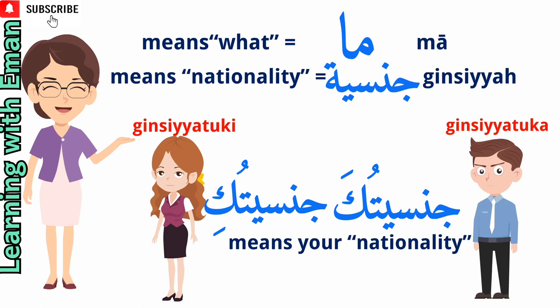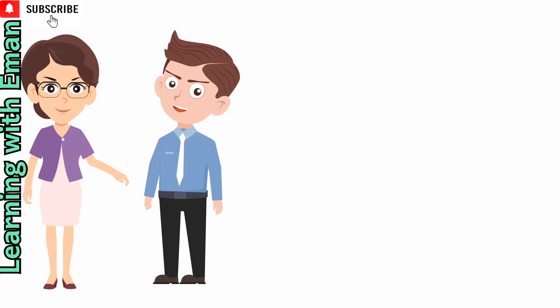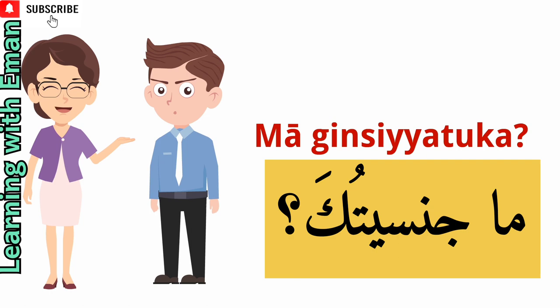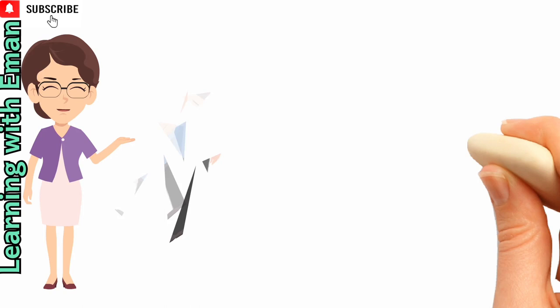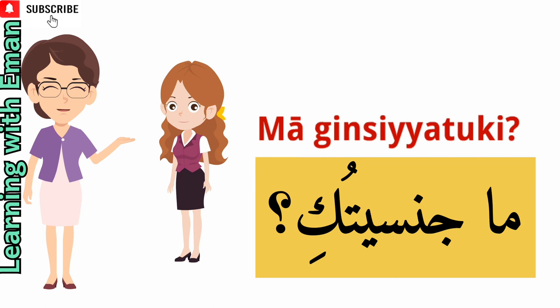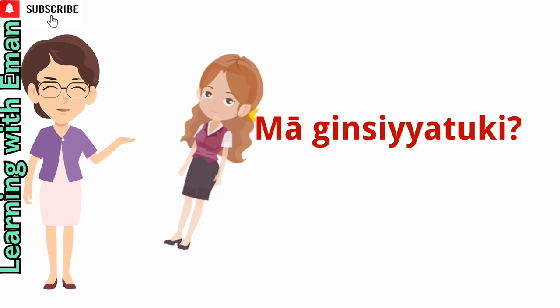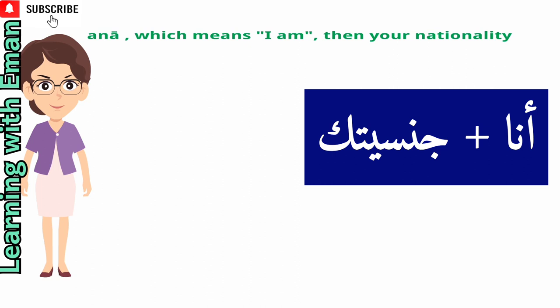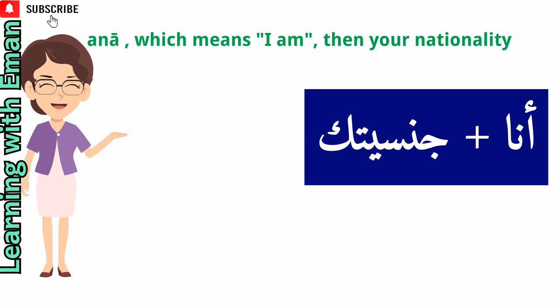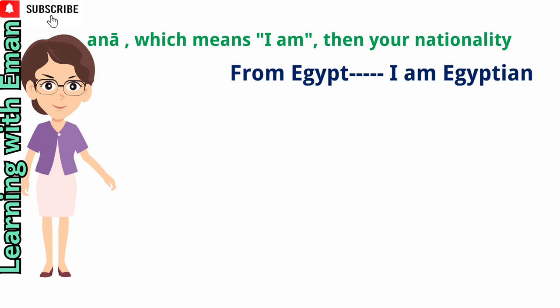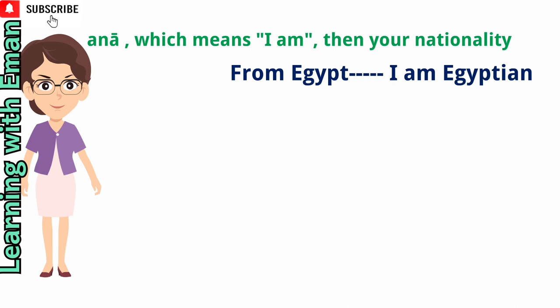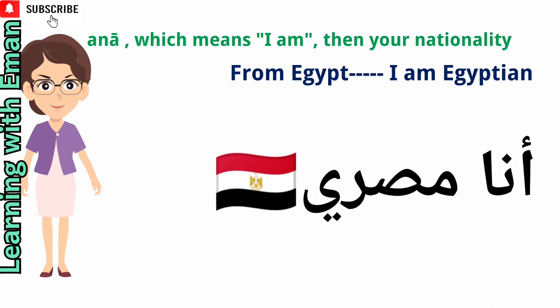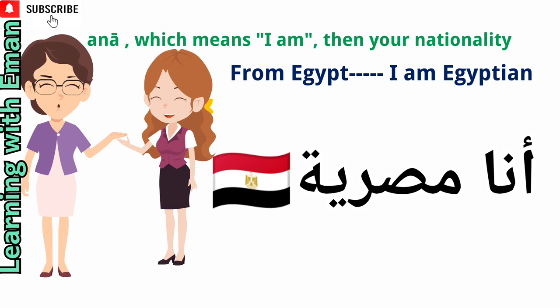Note that if you are asking a male person, you would say "ما جنسيتك؟" If you are asking a female person, you would say "ما جنسيتكِ؟" To answer this question, you just say "أنا", which means I am, then your nationality. For example, if you are from Egypt, you will say I'm Egyptian. If you are a male person, you will say "أنا مصري". If you are a female person, you will say "أنا مصرية".